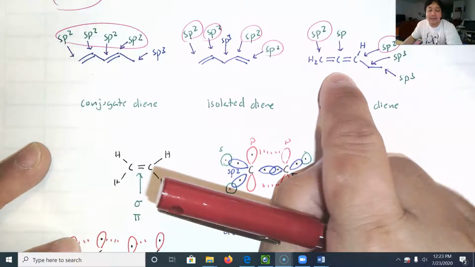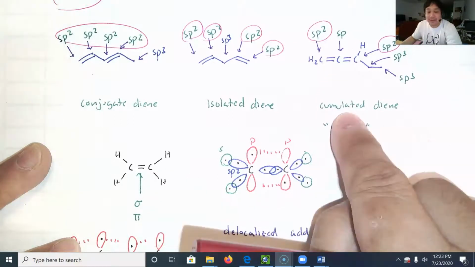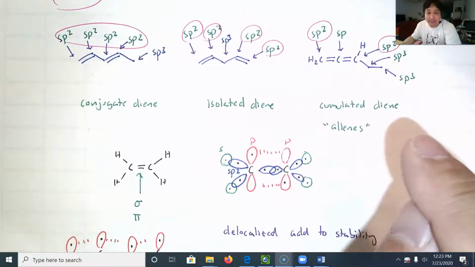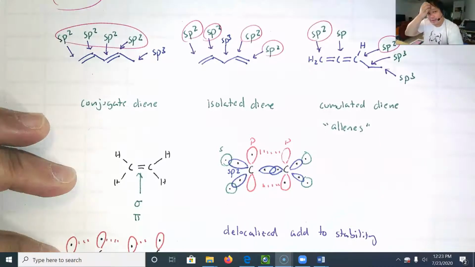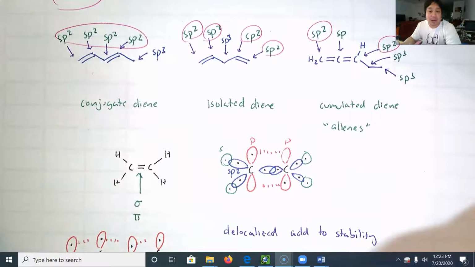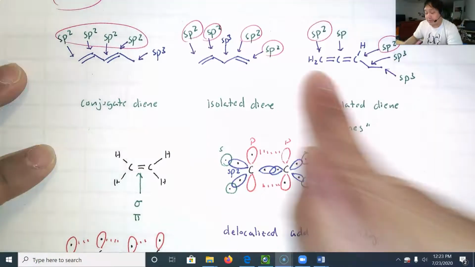Last one. Believe it or not, accumulated dienes are the least stable. Are the least stable. I'm not going to get into why they're the least stable, but I could tell you why there's no delocalization.